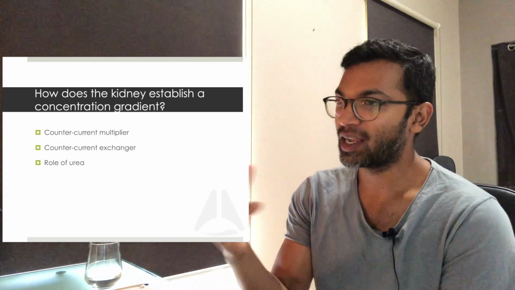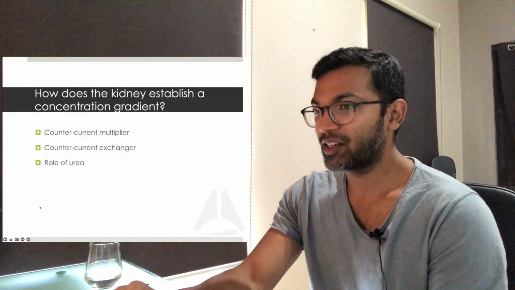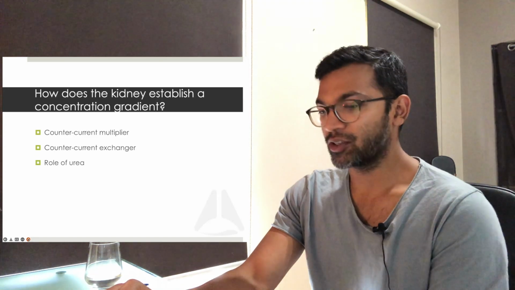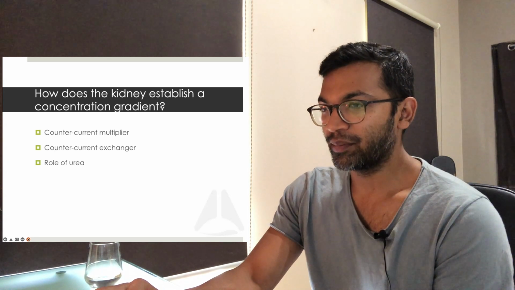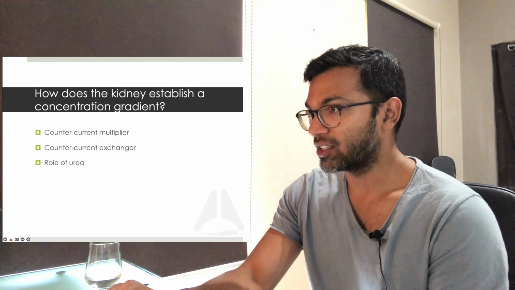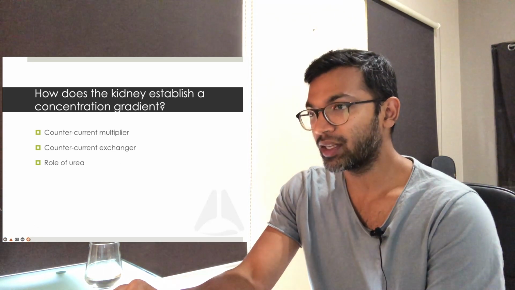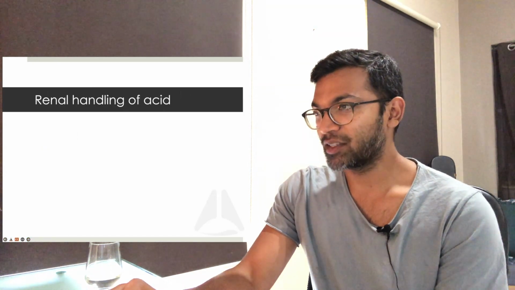Countercurrent multiplier establishes the gradient. Countercurrent exchanger maintains that gradient, and the role of urea just adds 50% to your maximum concentrating ability. So yeah, that's pretty much the way I did it. And then you can chuck ADH into that, because that's obviously a big part of the hormonal response. So maybe that could be other or hormonal as well. Cool. We don't have to go into the detail of that. There's plenty of stuff on there.